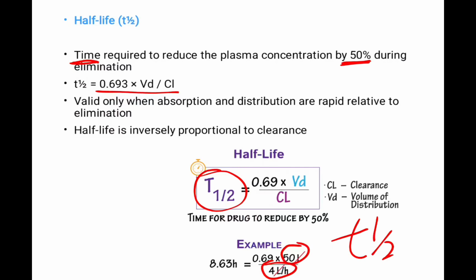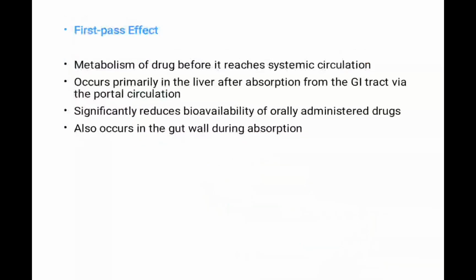It is valid only when absorption and distribution are rapid relative to what? Elimination. Half-life is inversely proportional to clearance. See from the equation, half-life is directly proportional to volume of distribution and inversely proportional to clearance.